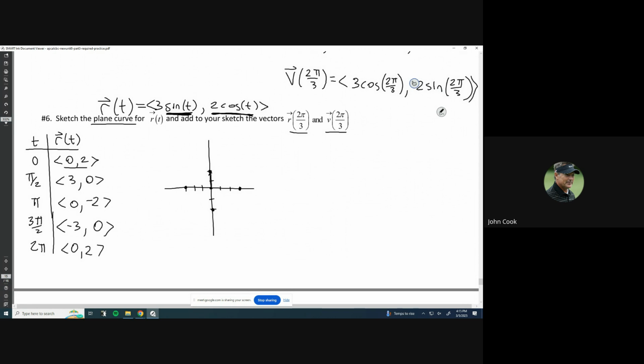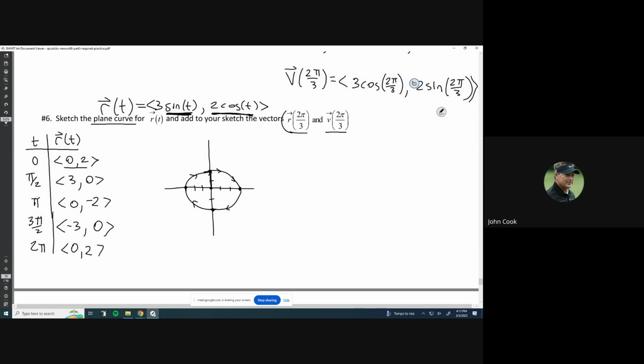And since I went in order, 0 to pi halves to pi to, and all that, I started here. I started going this way. This vector valued function goes in this direction, okay? Just like how I draw out our little parametric curves with the arrows. Okay, there you go. There's the parametric, the vector plane curve.